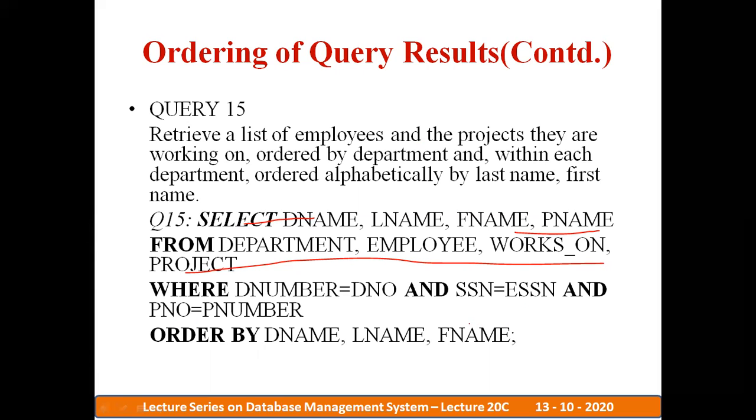3 joins. First I will join the department table with the employee table here. Then I will combine the employee table with the works on table. Then finally I will combine the works on table with the project table. I'm going to order it by department name, last name, and the first name. As you can see, I have not specified ASC or DESC, so by default it will sort in ascending order.